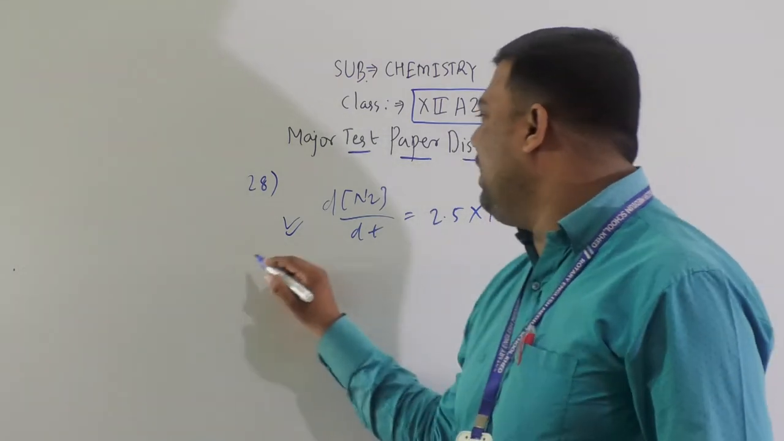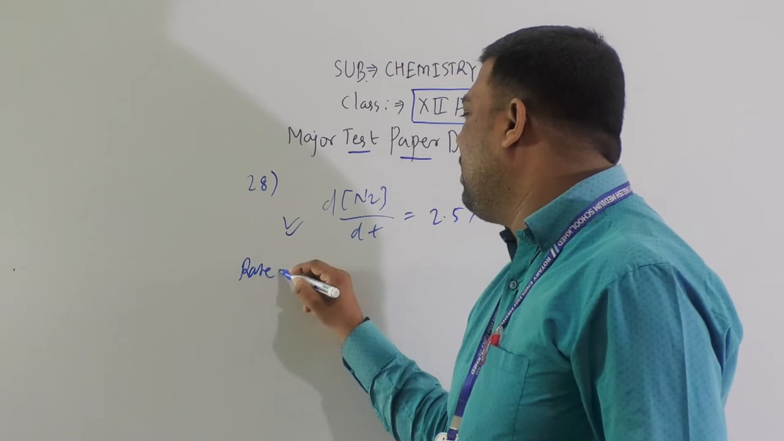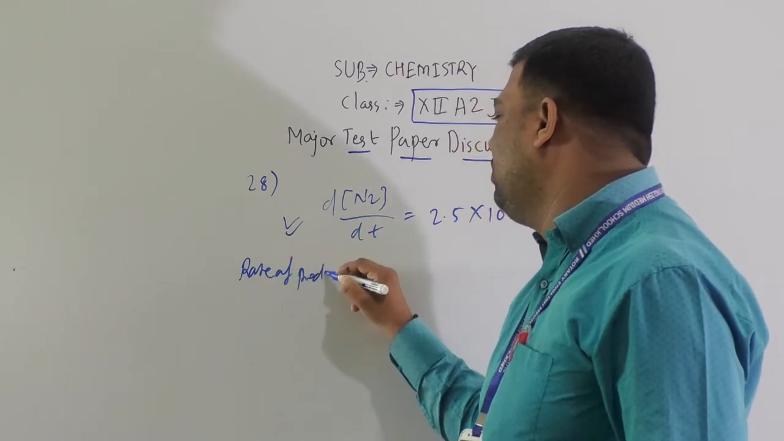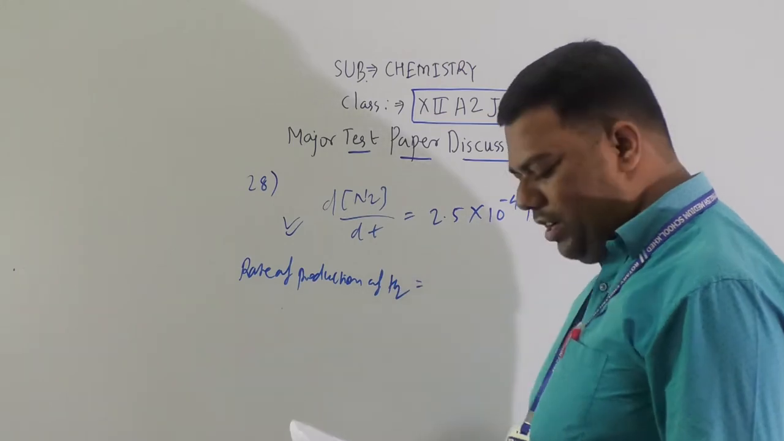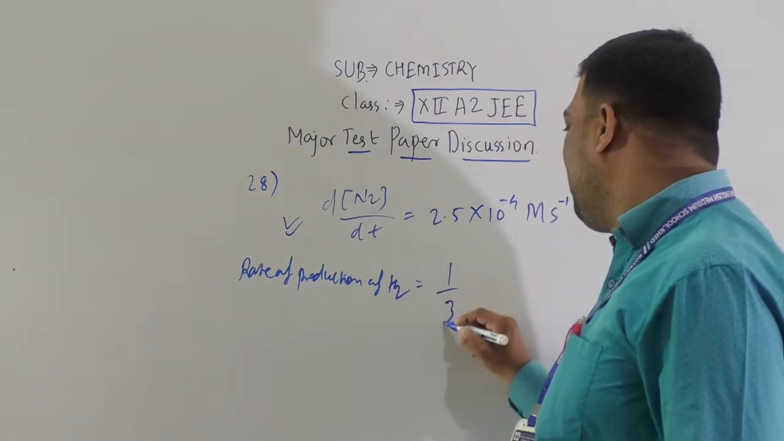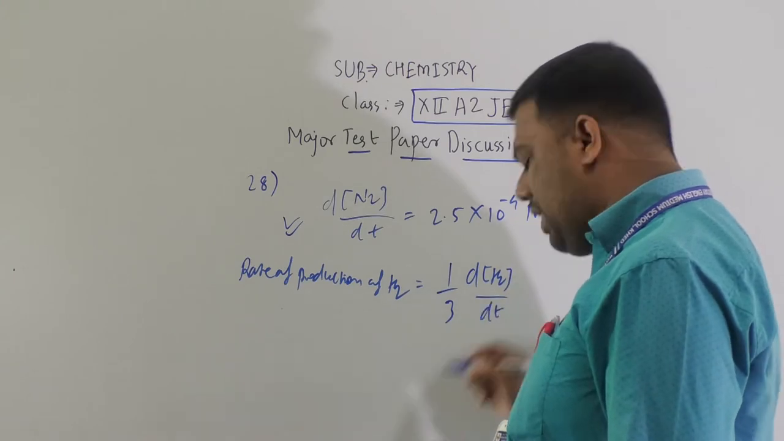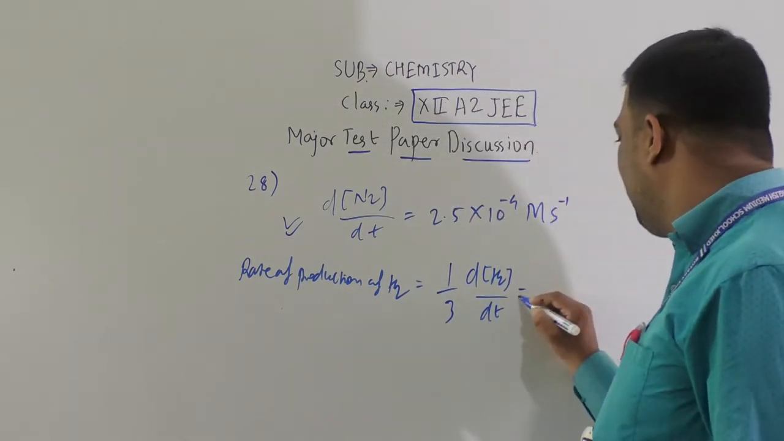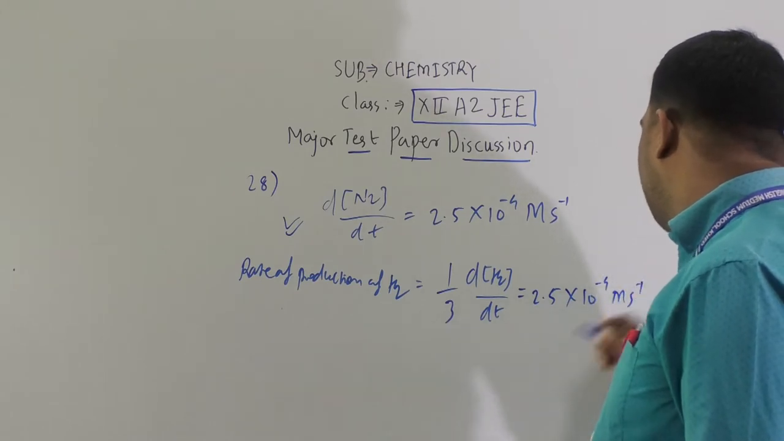Okay, so beta, these are what? Rate of production of N2. So, here, rate of production of H2, what will come? Yes. They already gave 1 by 3 d[H2]/dt. How much here? 2.5 into 10 raised to minus 4 mole second inverse.